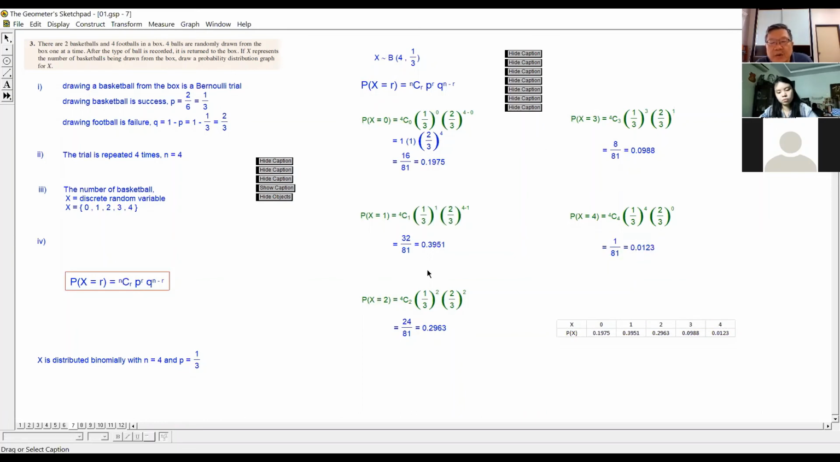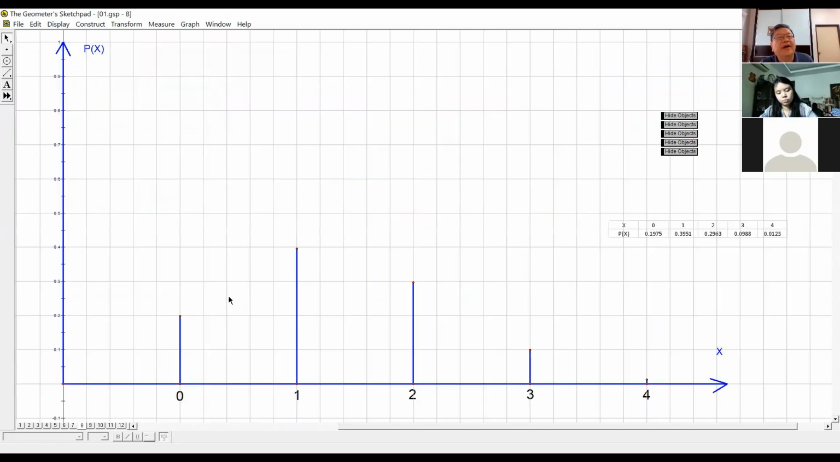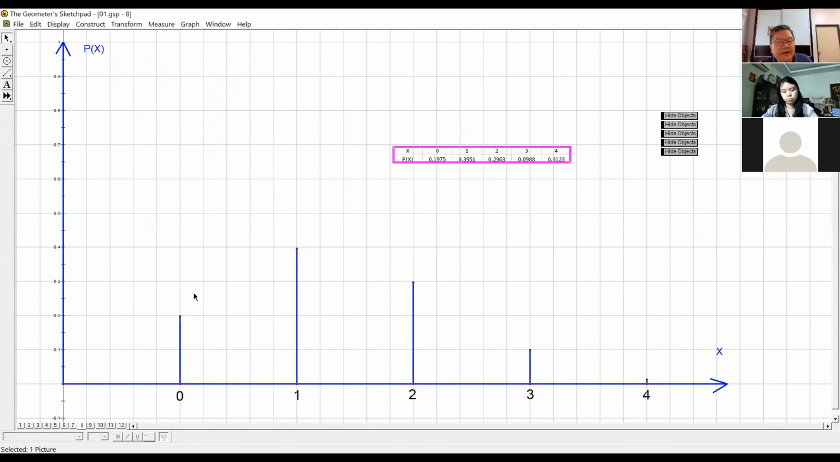Then all this probability, the blue numbers here, you copy and put inside one table. So x equal to 0, 0.1975. X equals to 1, 0.3951. X equal to 2, 0.2963. X equals to 3, 0.0988. X equals to 4, 0.0123. So this one, we're going to plot the graph, and the graph is like this. The table is here. So you plot the graph, and this is the graph of the probability distribution.